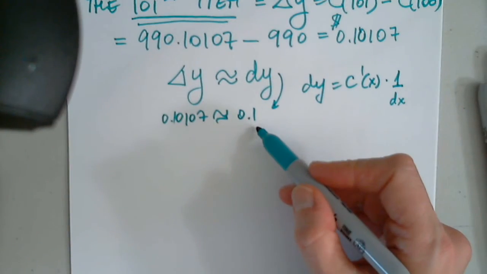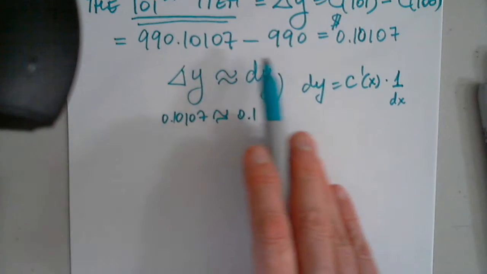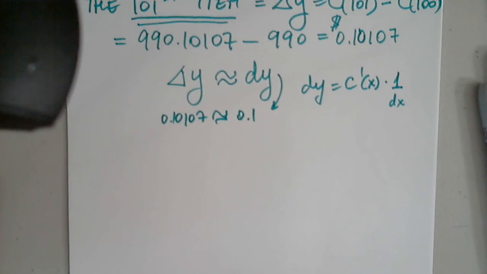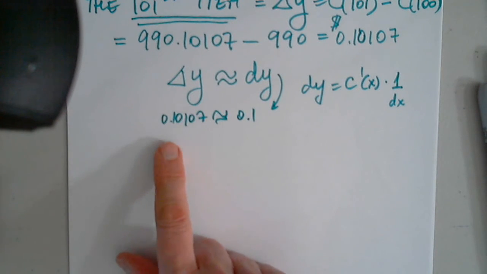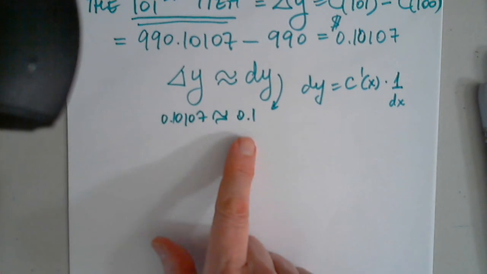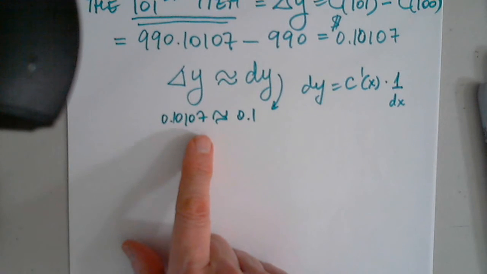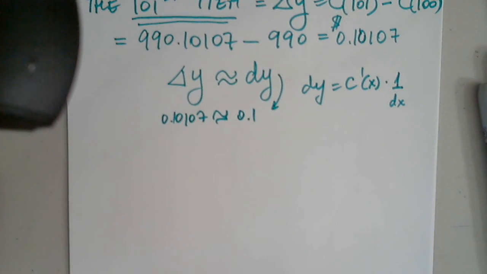So we got 0.1. Look at how much work I needed to do. I had to put a function in the calculator and plug it in, etc. So this is the exact value. Are you happy with this approximation? If we say 0.10107 is approximately 0.1, would you accept? Would you agree with that? Is that good enough? Yes.